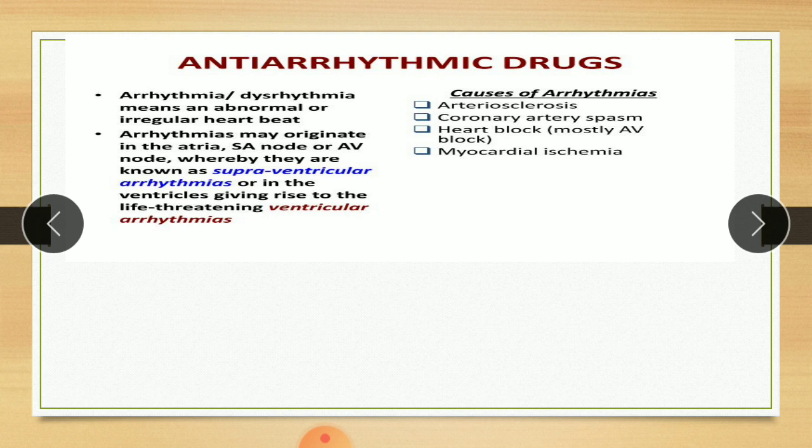Arrhythmia is defined as a disorder of impulse, alteration of impulse and alteration in automaticity within the heart. Arrhythmia means an abnormal or irregular heartbeat. Arrhythmia may originate in the atria, SA node or AV node, whereby it is known as supraventricular arrhythmia, or in the ventricle, giving rise to the life-threatening ventricular arrhythmia. There are various causes of arrhythmia, which include atherosclerosis, blocking of vein and artery, coronary artery spasm, heart block, mostly AV block, and myocardial ischemia.